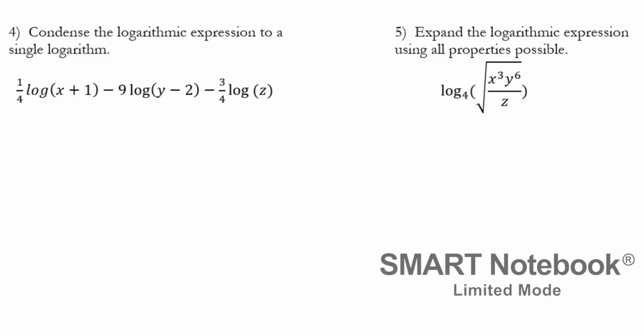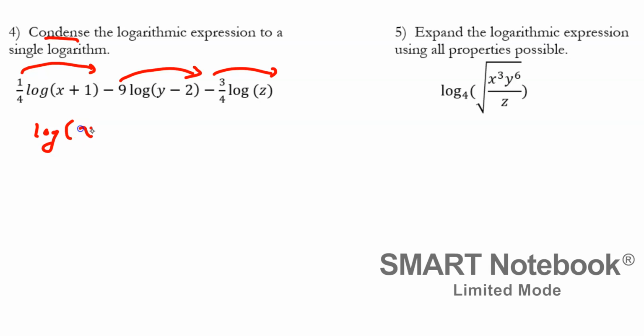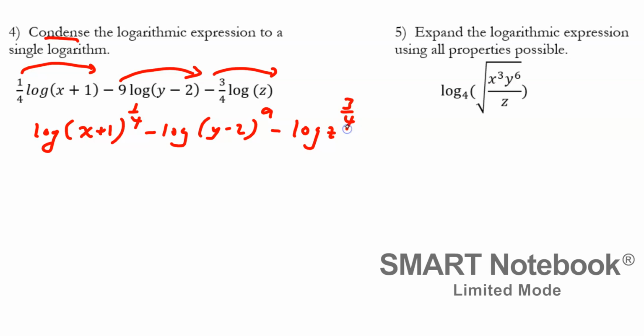Condense the log equation to a single logarithm. So condense, we want to make this smaller. So I notice that all the logs have the same base 10. I also notice that every single one of these has an exponent. So the first thing we want to do when we condense is move all of the exponents, move all the lead coefficients to become exponents. So we'd have log of x plus 1 to the 1/4 minus log of y minus 2 to the 9th minus log z to the 3/4 power.